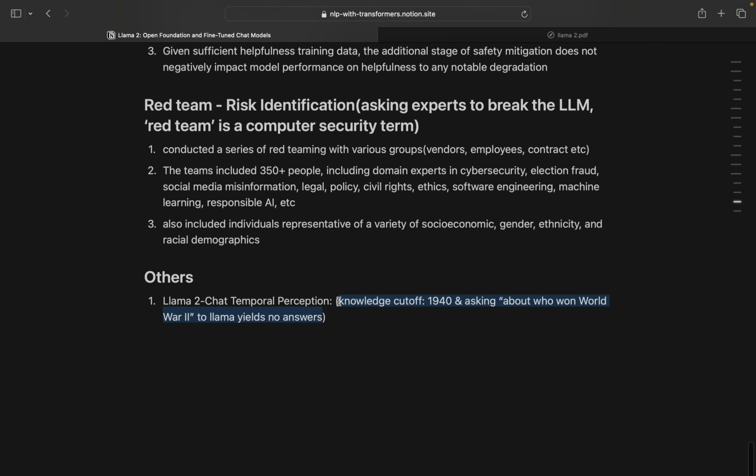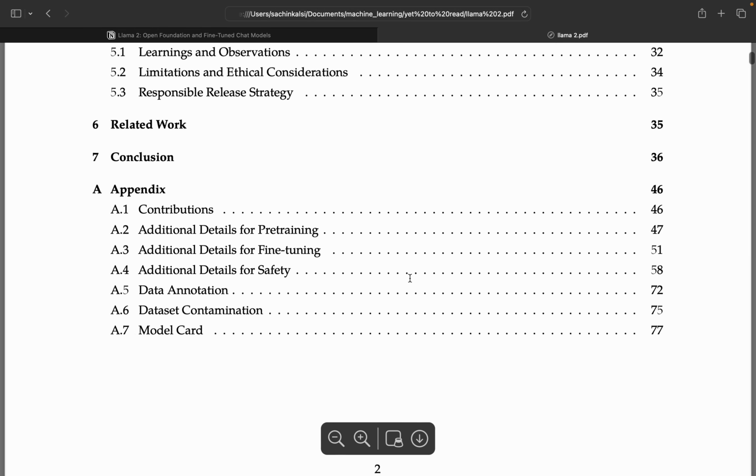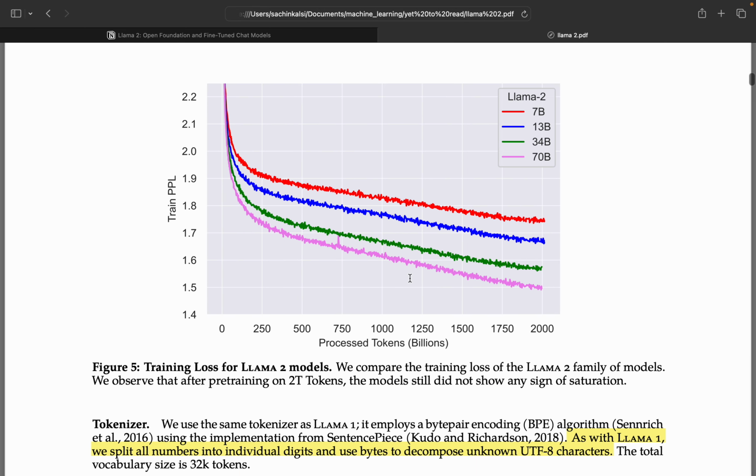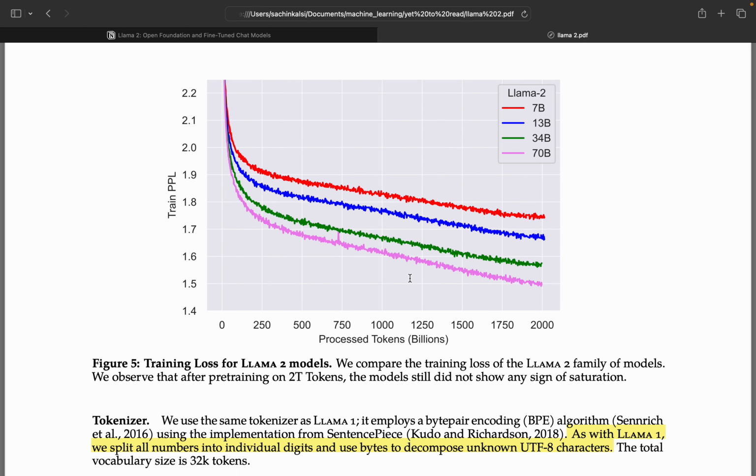I know this is a quite long video comparatively, and before I wrap up this video, I'll see whether I have missed any of the nitty-gritty details. Oh yeah, this is what I was talking about initially, the saturation point. If you look at this graph, the number of tokens, 2 billion, is on the x-axis, and training PPL, I think this is the loss. Red is the 7 billion, and 70 billion is the one in pink.